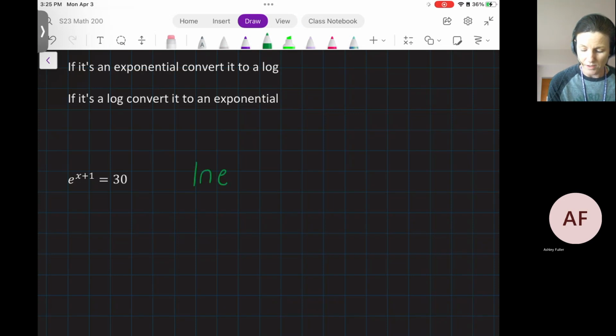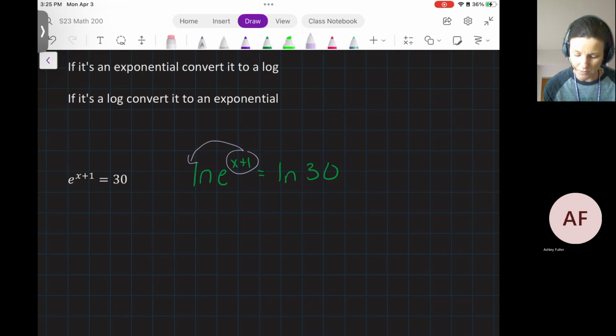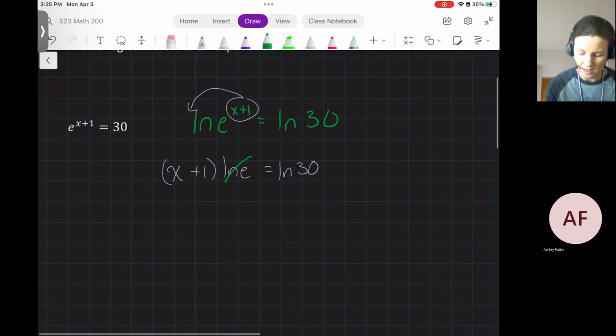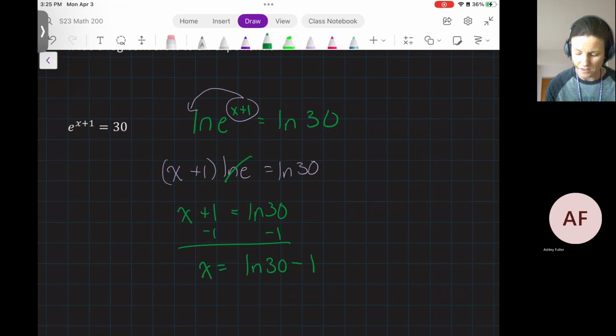So to undo an exponential, we're going to take the log of both sides. You can take the log, but we're going to find it's easier to take the natural log for most of what we're dealing with. And then using our rules, notice this exponent can be brought out front, which leaves us with x plus 1, ln of e equals ln of 30. The ln of e is 1, so I can ignore that. And I'm left with x plus 1 equals the ln of 30. And to solve for x, I simply subtract 1, and I get x is the ln of 30 minus 1.